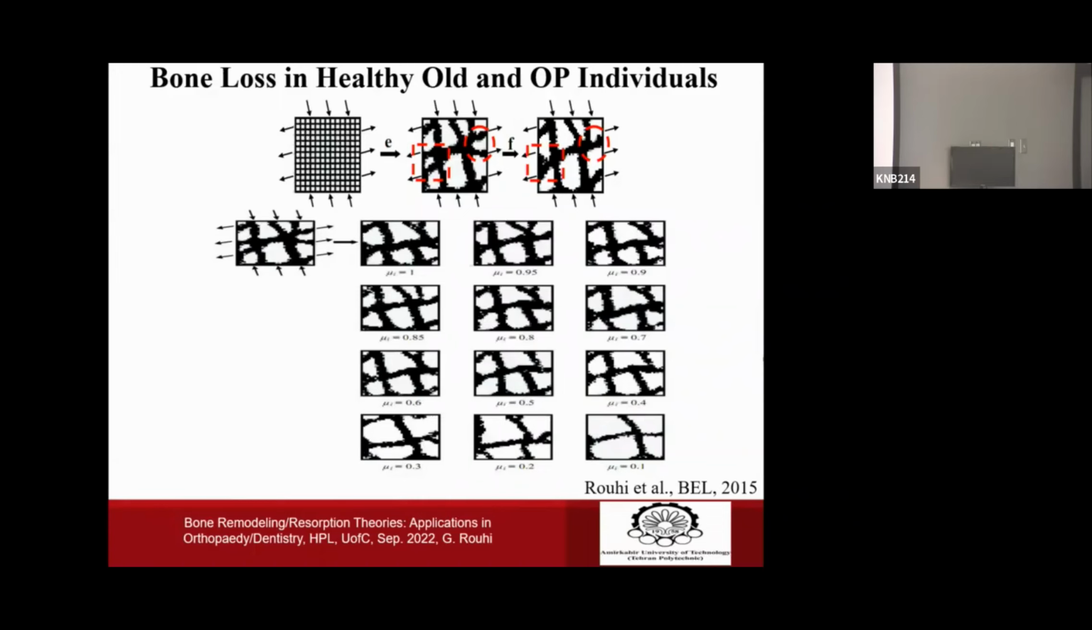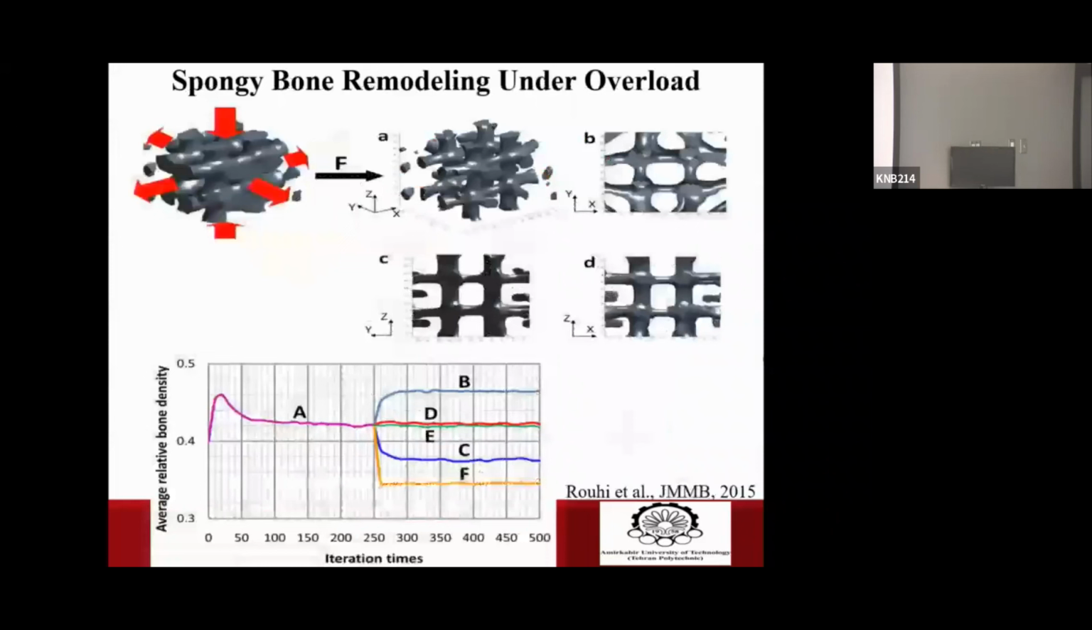If you have a reduction in mechanosensitivity of osteocytes, then if you make this computer simulation, you see the case that we have mechanosensitivity equal to 10% of the normal sensitivity of osteocytes, you see we have a great reduction in the bone density.